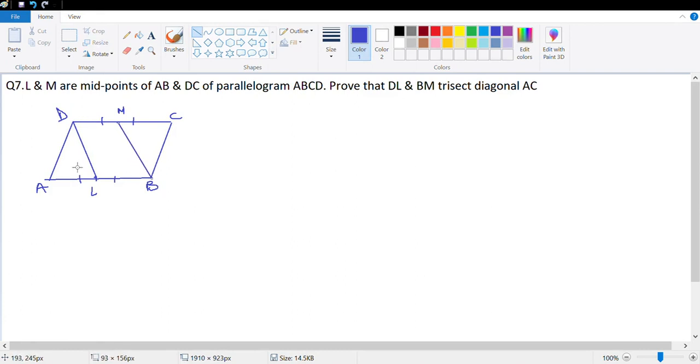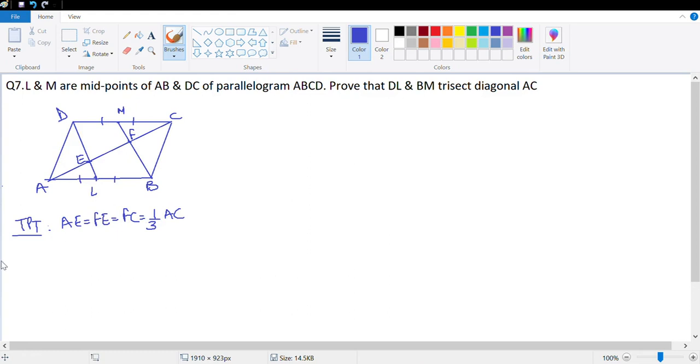So if this is my diagonal AC, and let's give them some names. If this is point E and this is point F, what we need to prove is AE is equal to EF is equal to FC is equal to 1 by 3 of AC. That's what we need to prove, that these are three equal parts and this is 1/3 of AC. Perfect. So let's start writing.